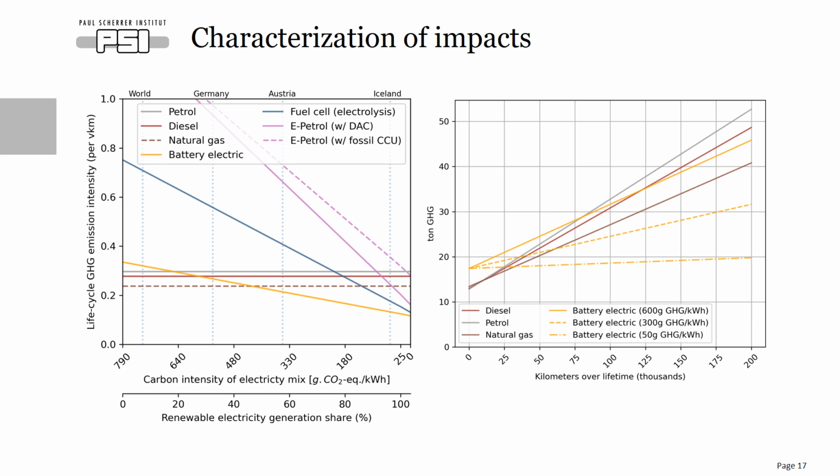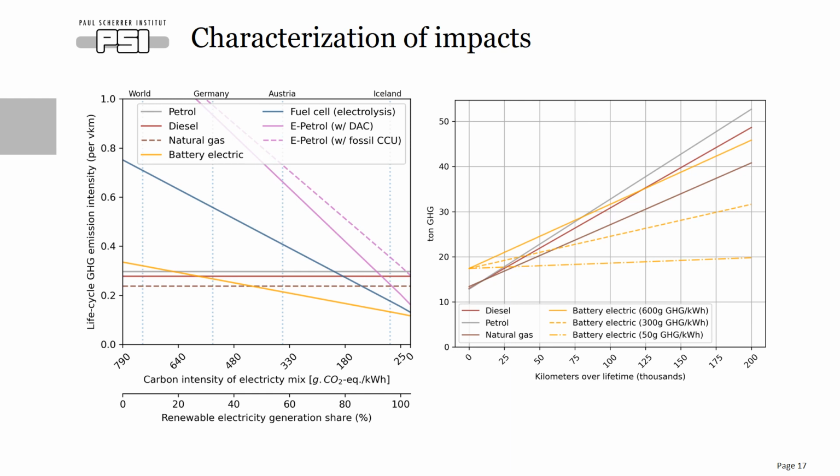For fuel cell cars using hydrogen from electrolysis, the break-even point occurs a bit later because of the electricity intensity that goes into producing hydrogen. And for synthetic fuels, it occurs even later because you have an additional transformation step after producing the hydrogen.